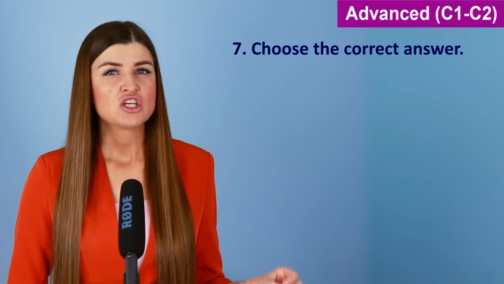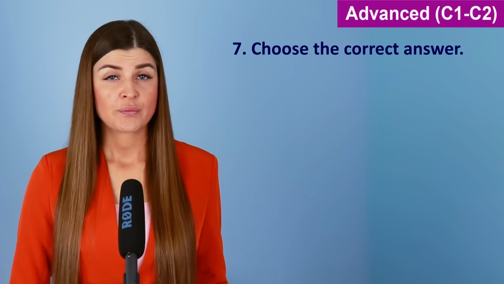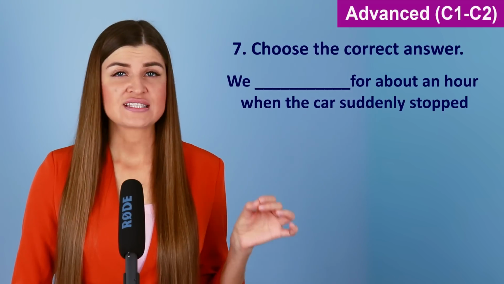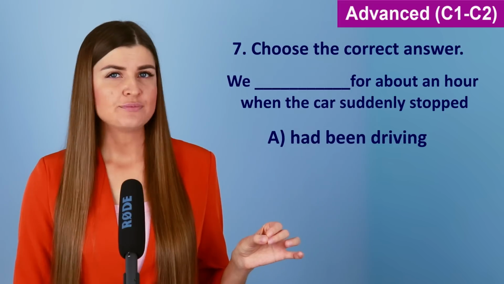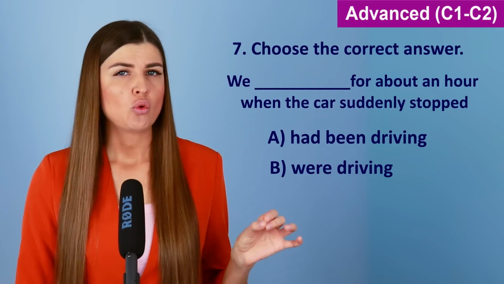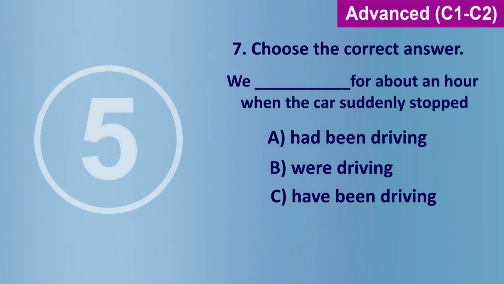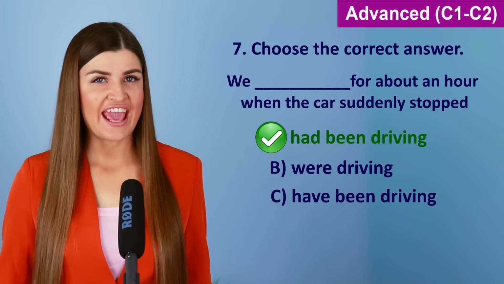Number 7. Choose the correct answer. We, for about an hour, when the car suddenly stopped. A. Had been driving. B. Were driving. C. Have been driving. The correct option is A.